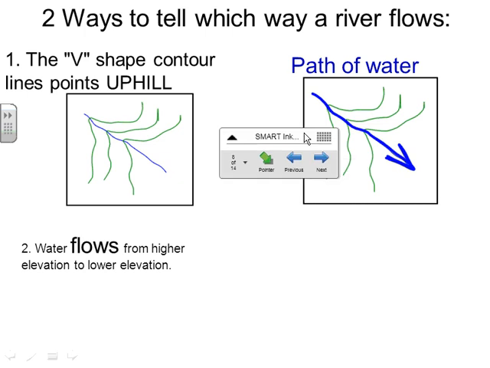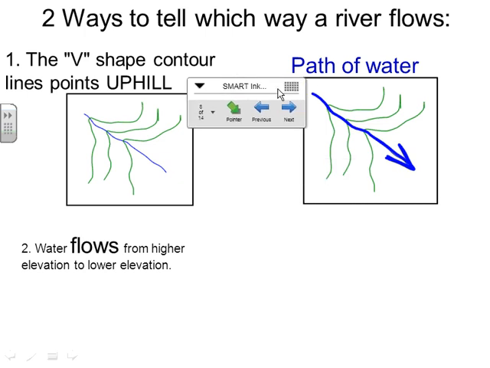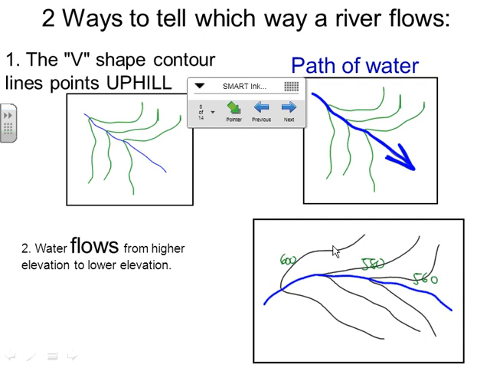We also know that water flows from higher elevation to lower elevation. So right here, we still have our V-shaped contour lines pointing uphill, and we have our contour lines indicating elevation: 600, 580, 560. So we're going to flow from the point of higher elevation to the point of lower elevation.